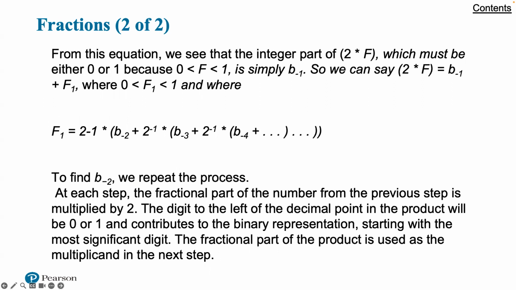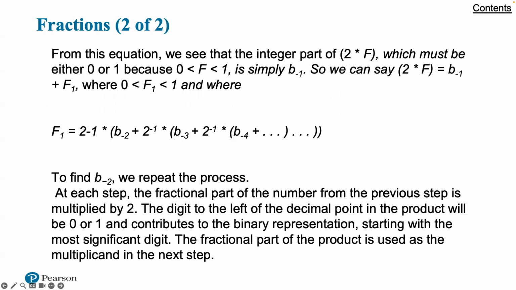From this equation, we see that the integer part of 2 times f, which must be either 0 or 1 because 0 is less than f is less than 1, is simply b sub minus 1. So we can say that 2 times f equals b sub minus 1 plus f1, where 0 is less than f1 is less than 1. And then we can notice this equation. I won't read that, but you can see that. To find b sub minus 2, we repeat the process.